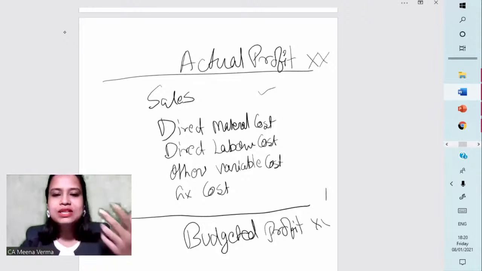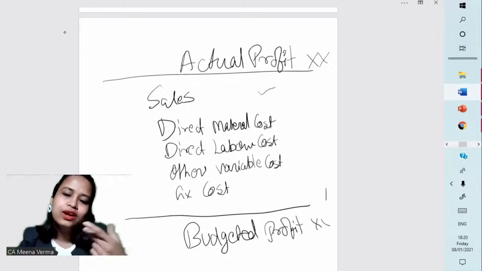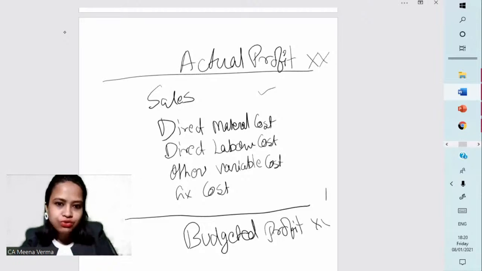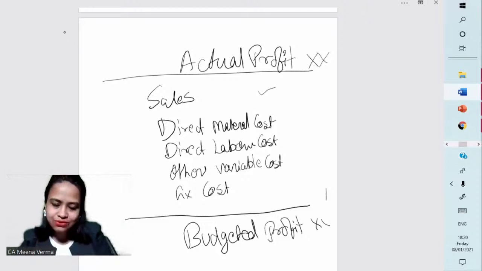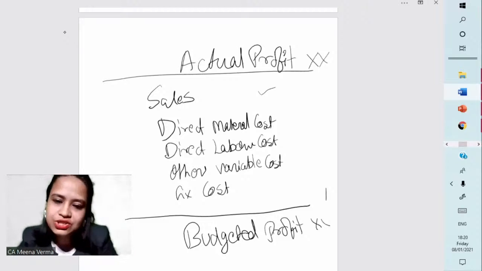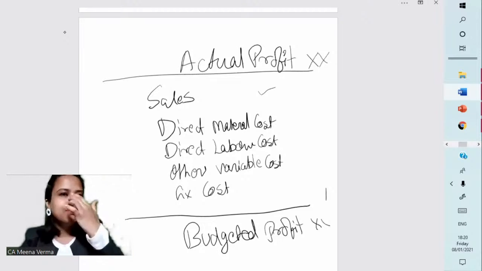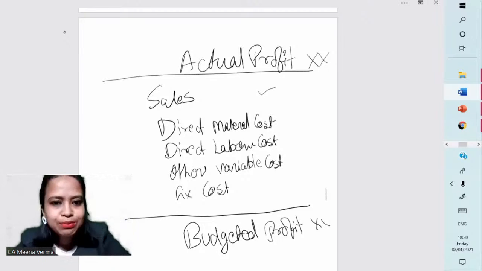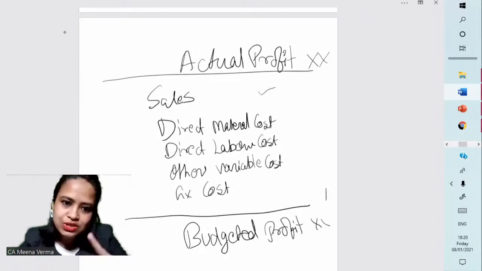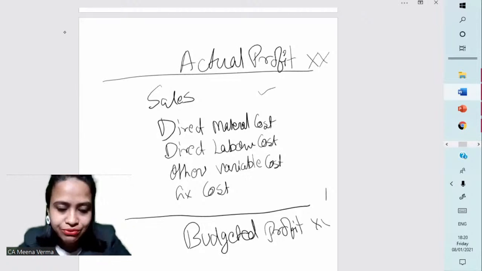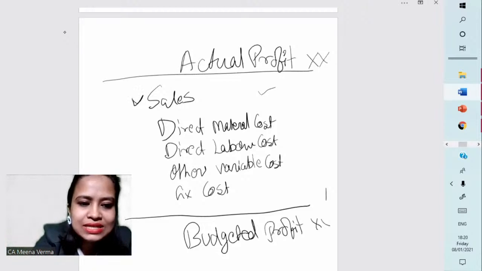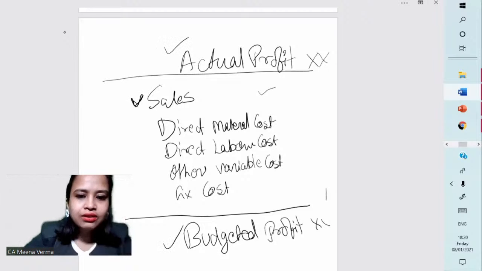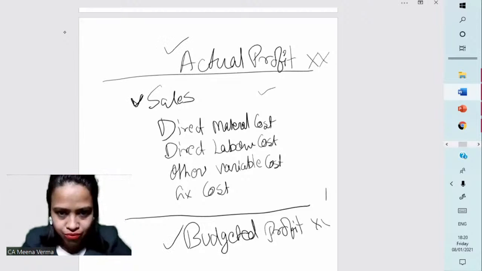Similarly, there might be some difference, like I'm using more material, or the cost of material is more or less than the budgeted, because of which the actual profit is different from the budgeted, right? Or it might be because my actual labor cost is different from my standard labor cost. So you can see that a difference in sales might affect the actual profit from the budgeted profit.